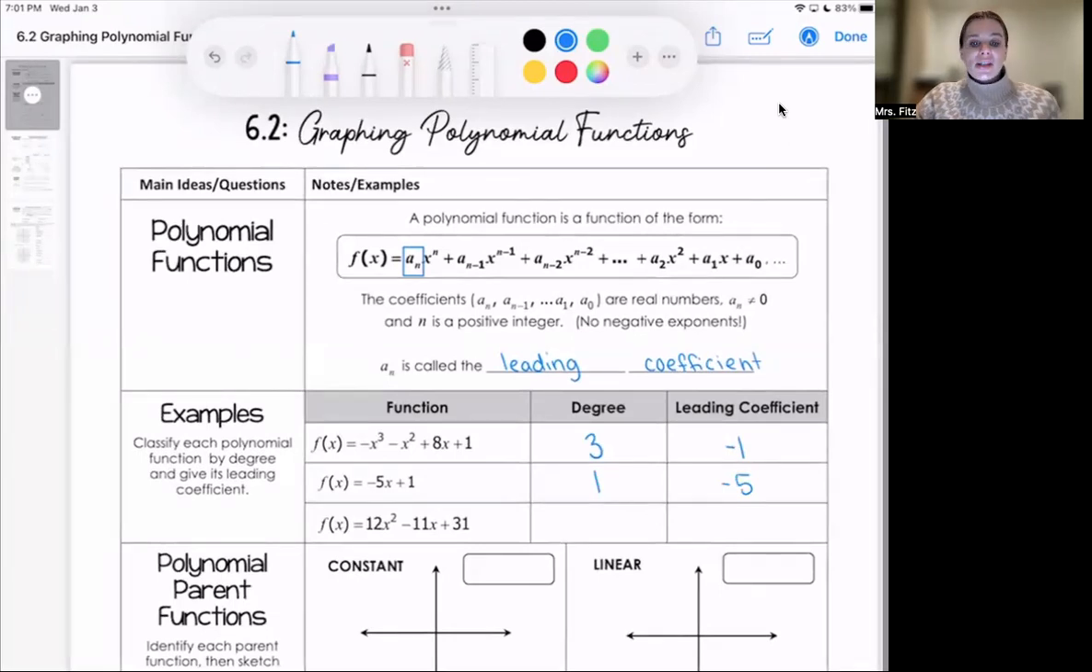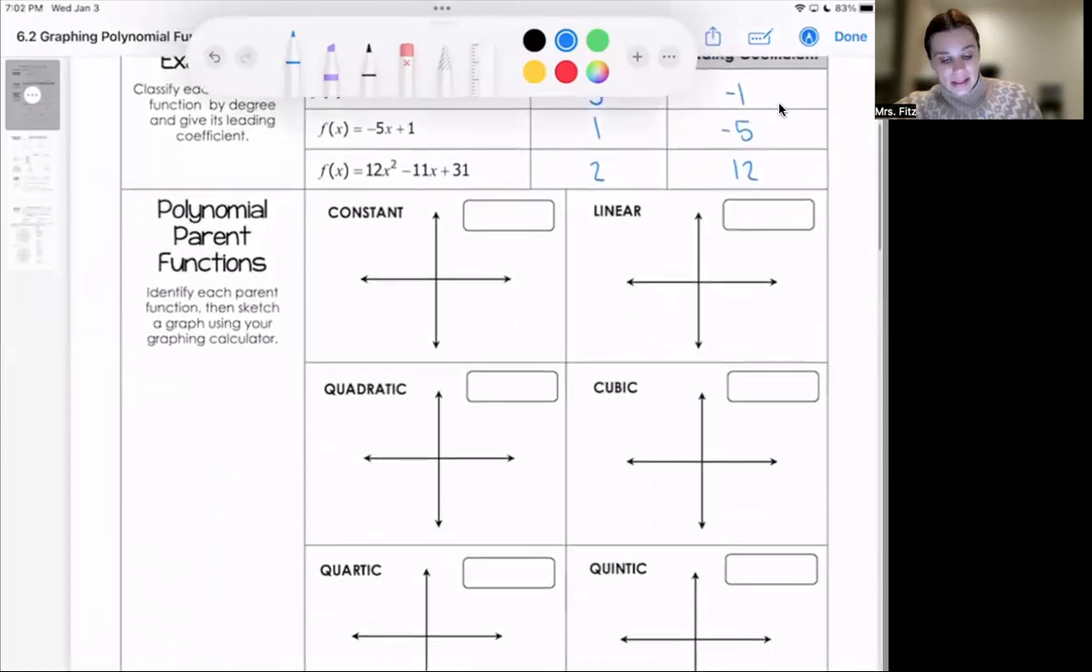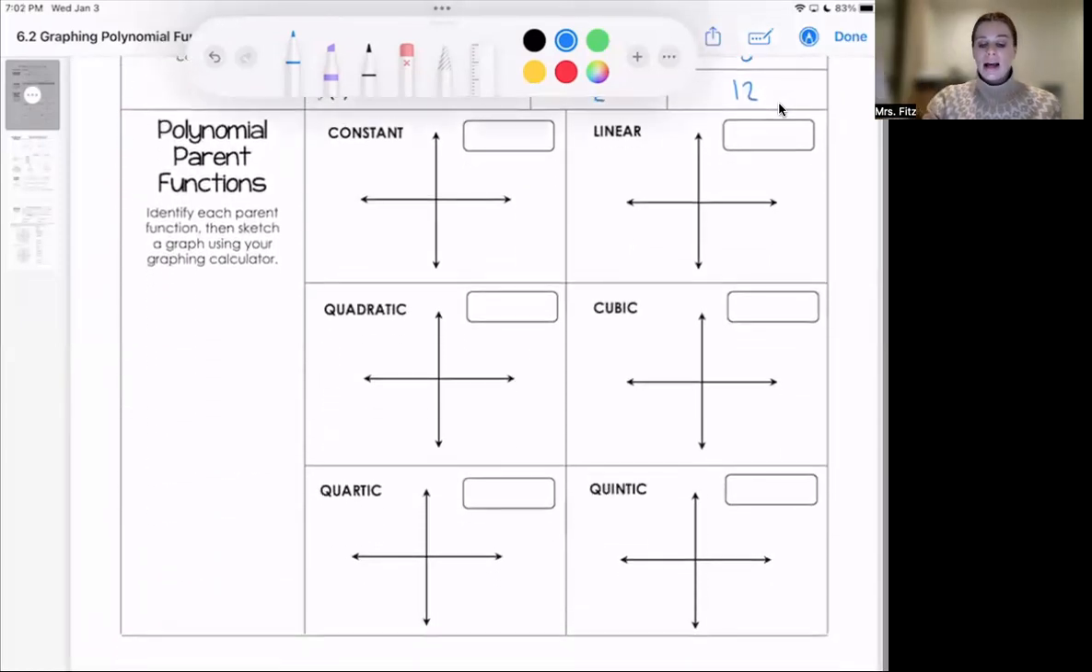Okay, next one, we have 12x squared minus 11x plus 31. This one is degree 2. It's a quadratic. And the number in front of the x squared term would be our leading coefficient, which is 12.